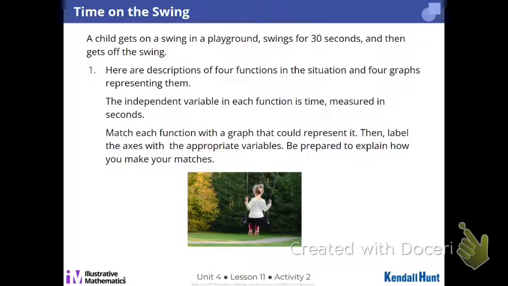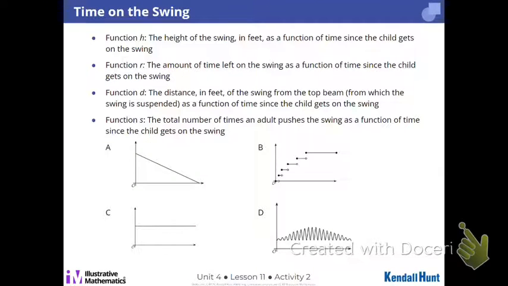Here's what you're going to work on. You're going to get 4 descriptions of somebody on a swing, and you're going to have 4 graphs representing these functions of somebody on a swing. So you're going to match them. I'm going to put it up here so you don't have to flip back and forth. You're going to match each function with each graph. Then, the next thing I need you to do is label the x and y axis for each, all right, using units. So match them, and then label your x and y axis for each.